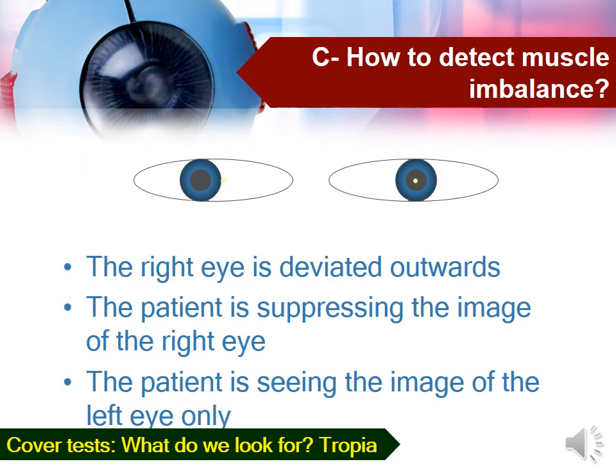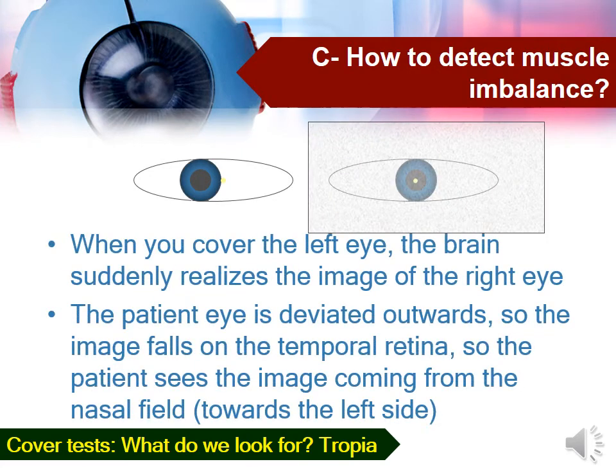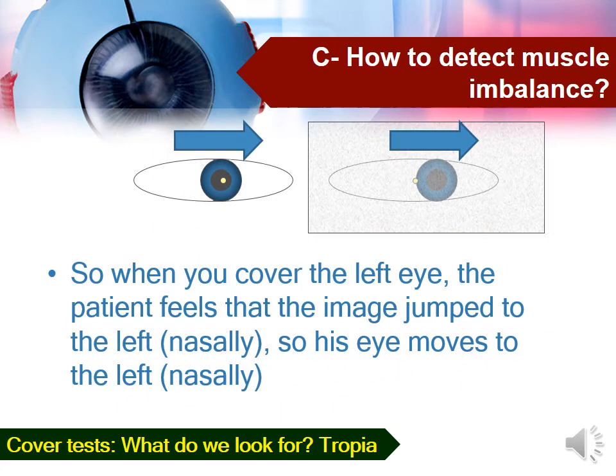Here the right eye is deviated outwards. The patient is suppressing the image of the right eye. The patient is seeing only the image of the left eye. When you cover the left eye, the brain suddenly realizes the image of the right eye. The patient's eye is deviated outwards, so the image is falling in the temporal retina. So the patient sees the image coming from the nasal field, that is, towards his left side. So when you cover the left eye, the patient feels that the image jumped to the left side or nasally, so his eyes will move to the left side.